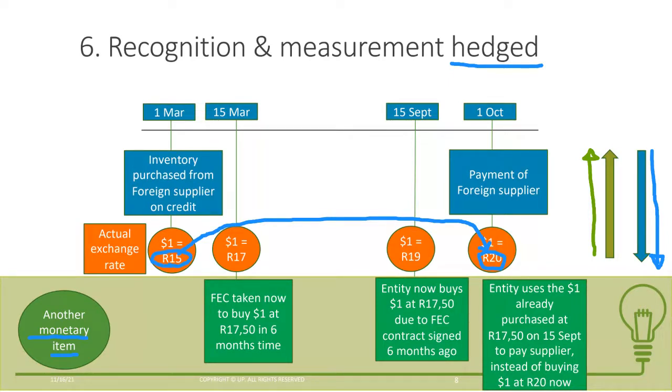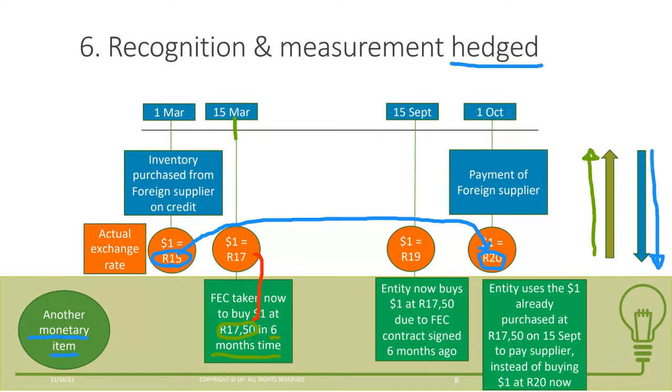So what we could say is maybe on the 15th of March, we engaged in an FEC, a contract with the bank. And we said in the contract with the bank, listen, in 6 months' time, we want to exchange some rands for dollars with you. And then the bank agreed and we signed the agreement. So we've got an agreement with the bank that says in 6 months' time, on the 1st of October, we're going to give the bank 17 Rand 50 for each dollar, and they're going to give us a dollar in return.